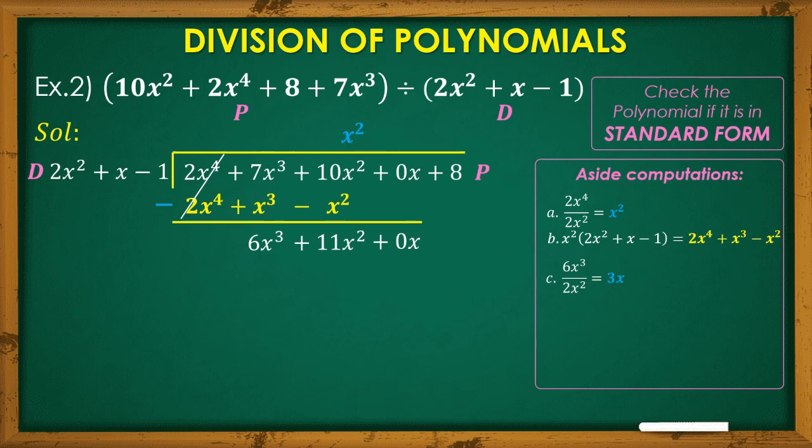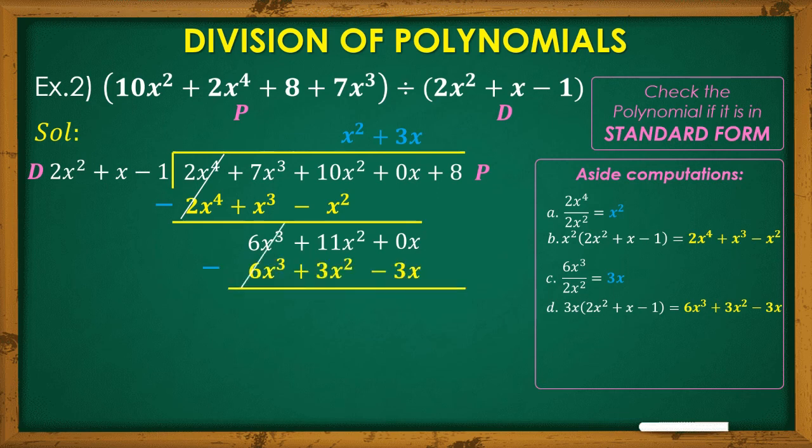6x cubed divided by 2x squared is 3x. Then, 3x times 2x squared plus x minus 1, the divisor, is 6x cubed plus 3x squared minus 3x. Next, subtraction. Cancel out the leading term. Then, 11 minus 3 is 8. 0 minus negative 3 is 3. Lastly, bring down 8. And another set of operations.